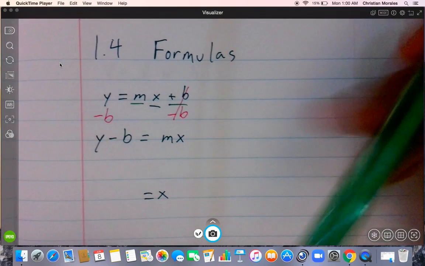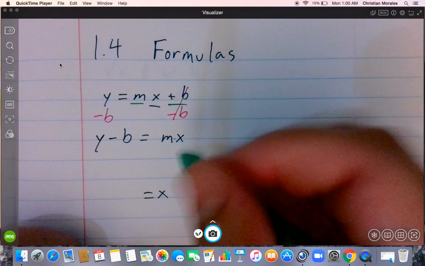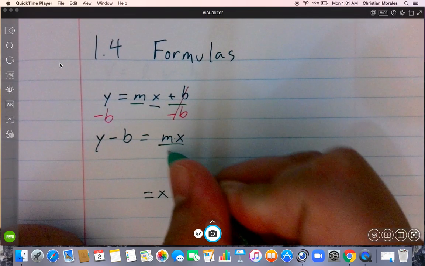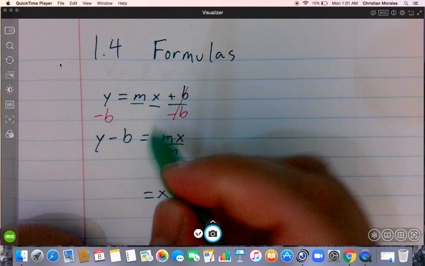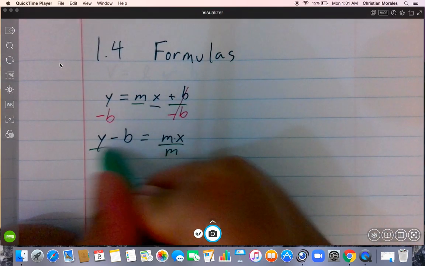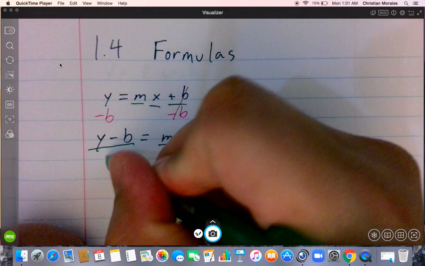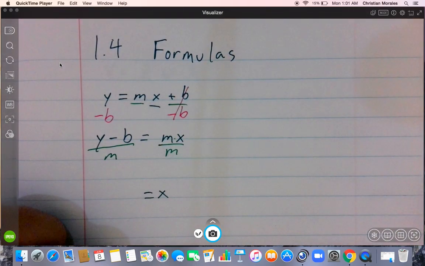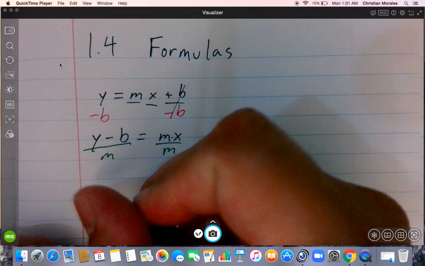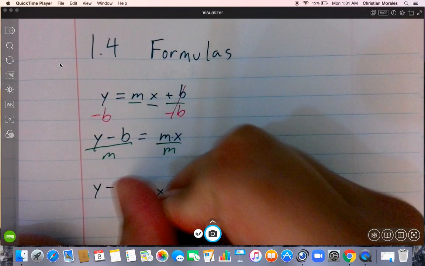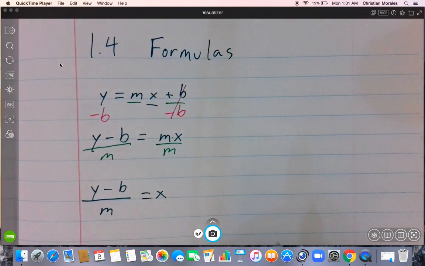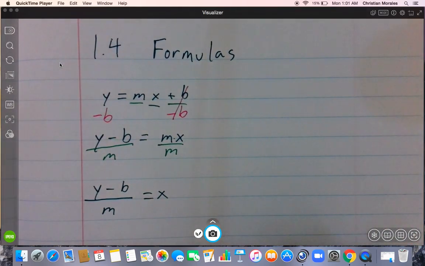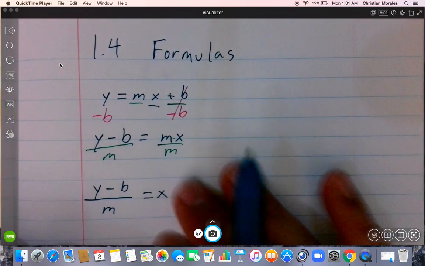Now that m is multiplying. So the opposite of multiplying is to divide. Now, if you divide one side, you divide both sides, but actually you divide everything. So the entire left side gets divided by m. So to write my answer here, I would just write it like this. y minus b all over m. And that is the answer for x. So you can manipulate formulas and rewrite them by using inverse operations.